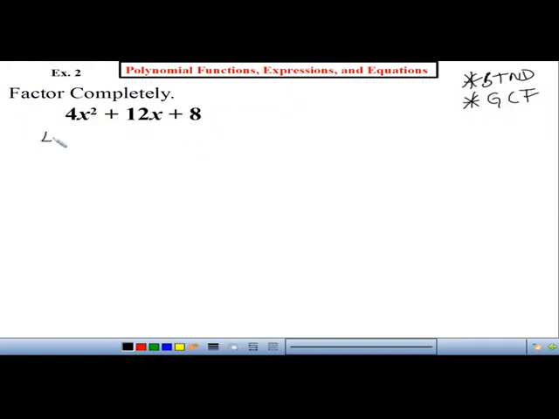Yeah, 4. Okay, so what's left over if we factored out the 4 here? X squared. And remember, if we factored it out, that means it can divide each of these terms. 4 divided by 4 is 1. 12x divided by 4 is 3x. And 8 divided by 4 is 2. All right, next, I'm going to change that to green so you can remember.